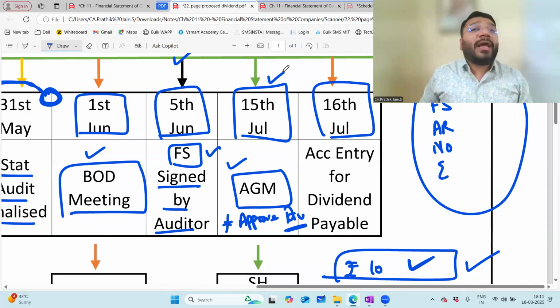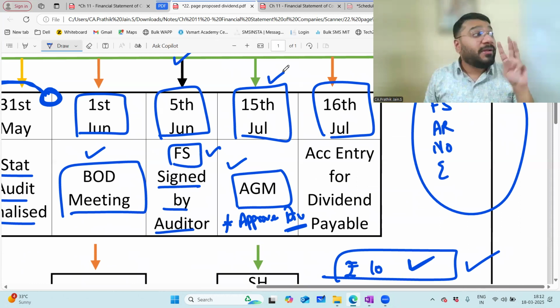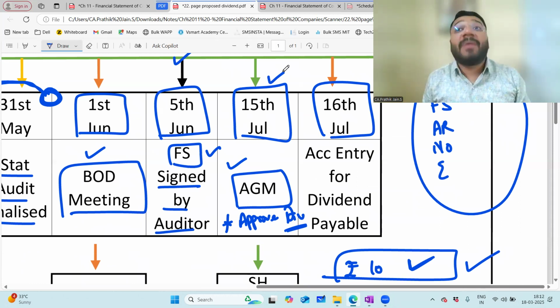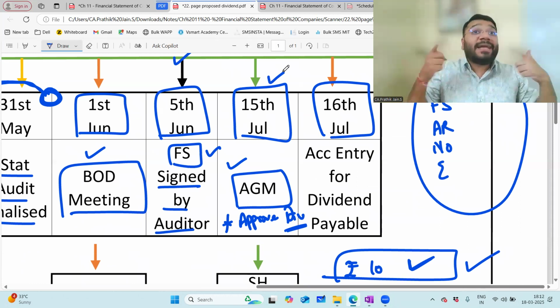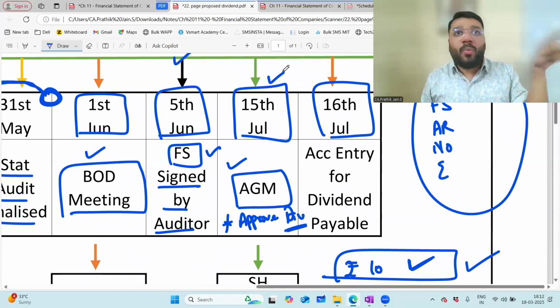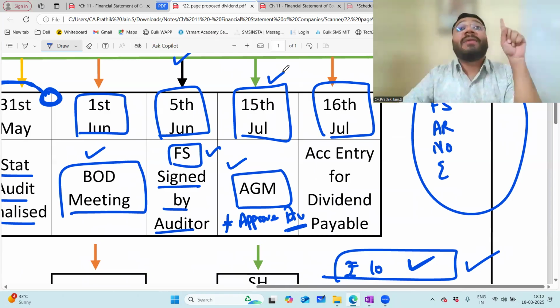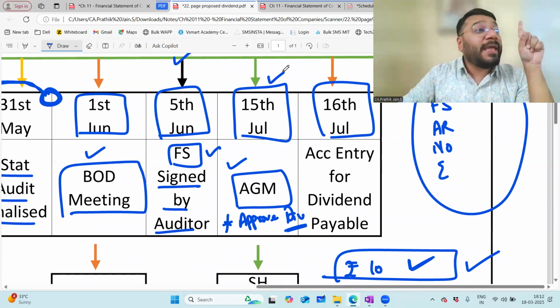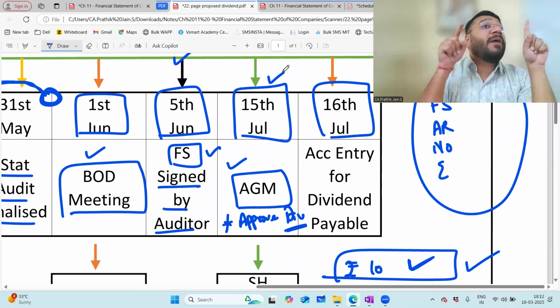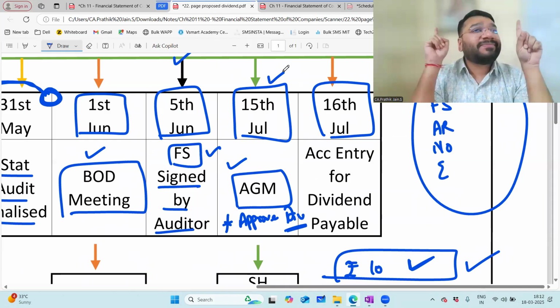So on 15th of July, the moment the dividend is declared, from there the time bomb will start ticking. How many days? 30 days. Within 30 days, we have to make the payment, which means the liability is getting triggered. The obligation is arising. Correct? What is the meaning of liability? When you say something is a liability, there should be a present obligation. What is present obligation? The moment the dividend is declared by the AGM, you have the pressure to pay that within 30 days. So the obligation has arisen.